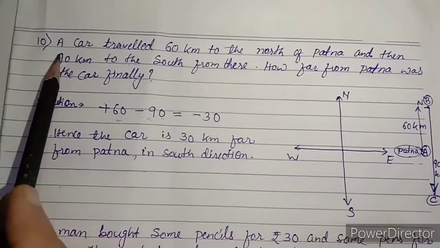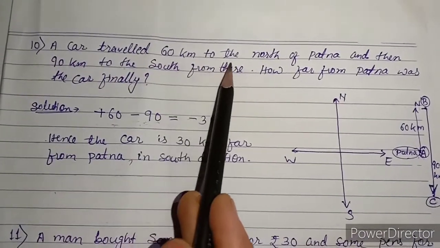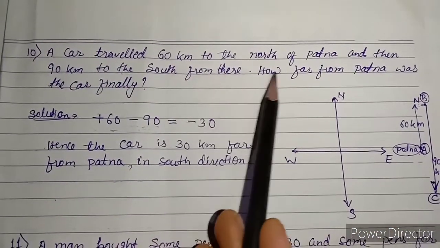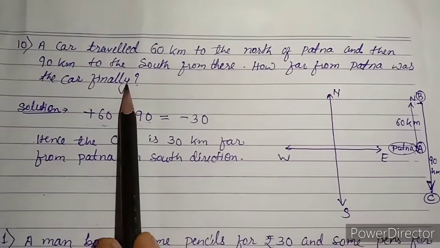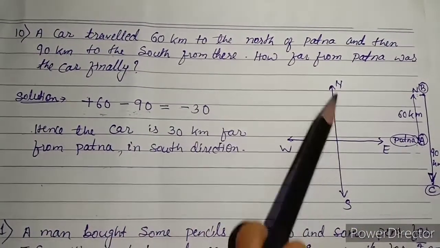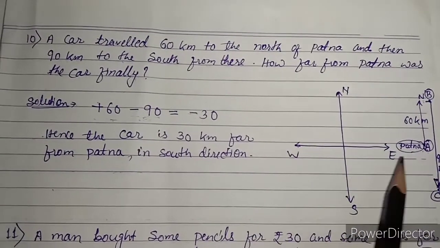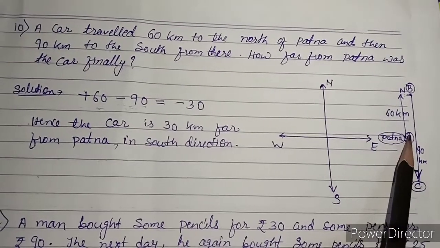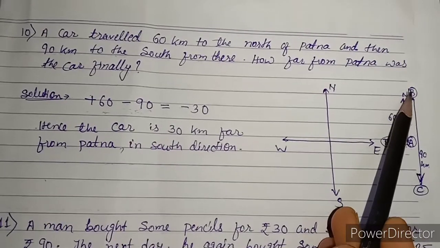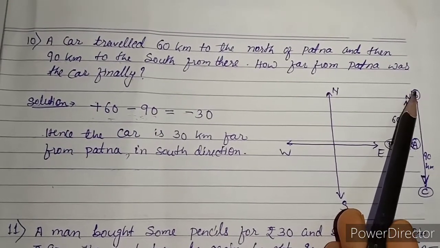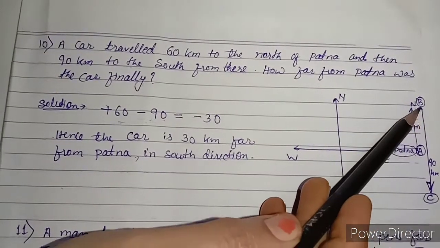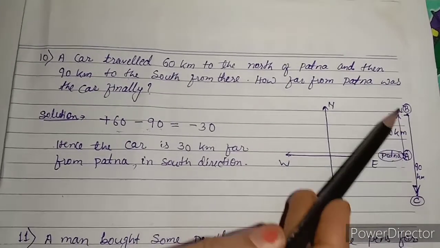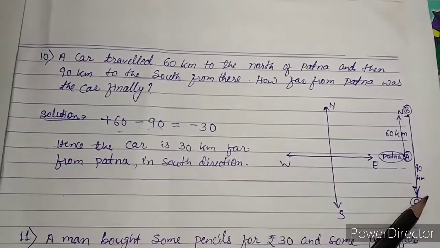Next question is question number 10. A car traveled 60 km to the north of Patna and then 90 km to the south from there. How far from Patna was the car finally? So you can see here the directions north, south, east and west. If you take point A to represent Patna, then first the car travels in the north direction 60 km, so it reaches point B. Now from point B it travels in the south direction 90 km and reaches point C. That means first 60 km to the north and then 90 km to the south.